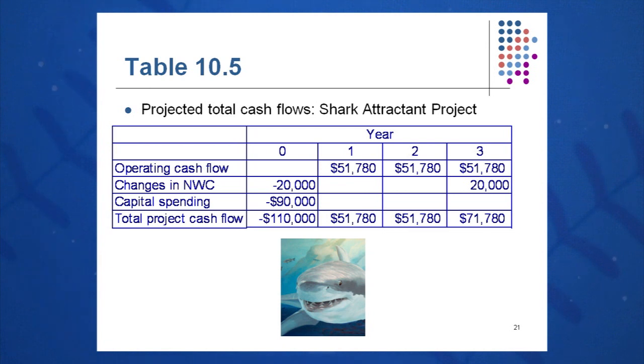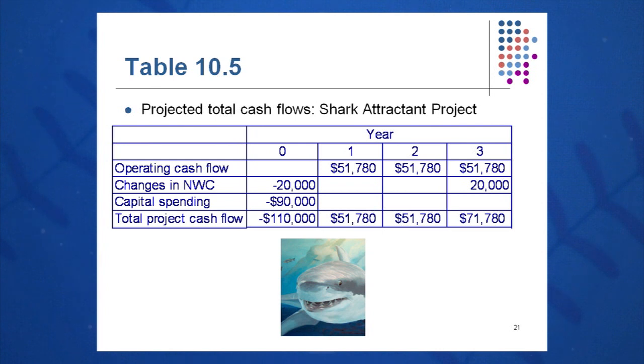That's again for the little shell we're going to build, the building, and also the grinding equipment we're going to put inside the building. And our total project cost today is $110,000. For that, we'll get $51,780 in, $51,780 in, $51,780 in, in the third year plus recapture of our working capital. We'll change that working capital sign to plus 20,000, and we'll get 71,780 in year 3.